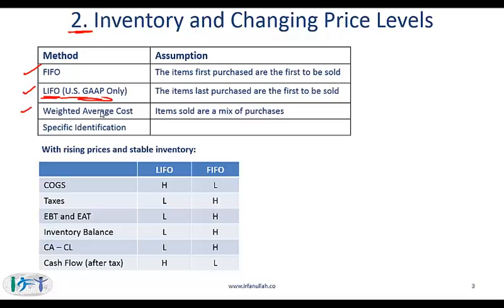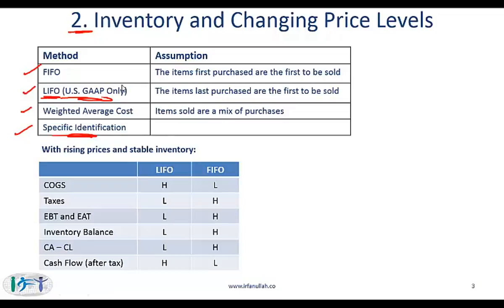Then we have weighted average cost, which we discussed in detail at level 1. Level 2 doesn't spend too much time on this method. And then finally, specific identification. Again, we talked about this at level 1. Here, what we are essentially doing is saying that every item is costed based on its individual cost. And this would be used when you are selling precious material, for example. If you are selling diamonds, then every diamond has its own cost.